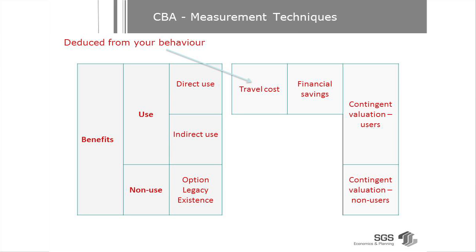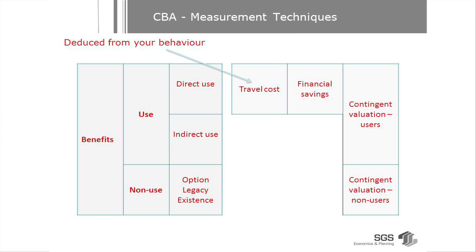The travel cost method is something we deduce from your behaviour. The choices we make show how much we value a particular service. And through that, we asked a number of questions in the survey to try and draw out that intrinsic value that people place on their libraries, just through their behaviour.